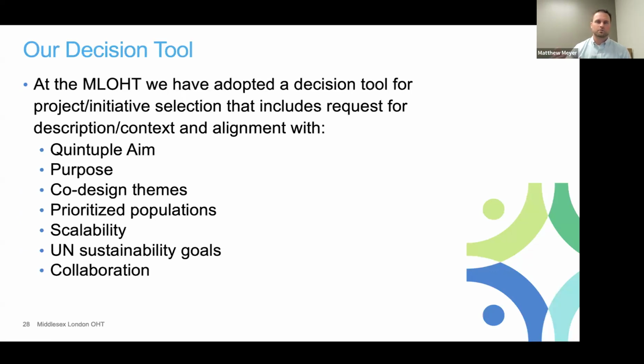So we've established a tool that we're happy to share. I know we've shared with some OHTs and happy to share beyond. As we consider a project, we ask people to reflect on how this project is supporting each element of the quintuple aim, our OHT in meeting our purpose. Is it aligned with our co-design themes, as an example? Does it support our priority population? Is it scalable? And then we've actually added in some other elements too. So we're really wanting to make sure that we're honoring what came out of that experience-based co-design, and this is the way that we do it.